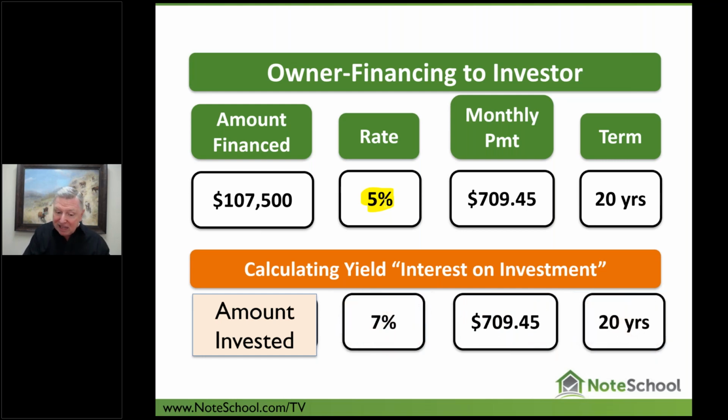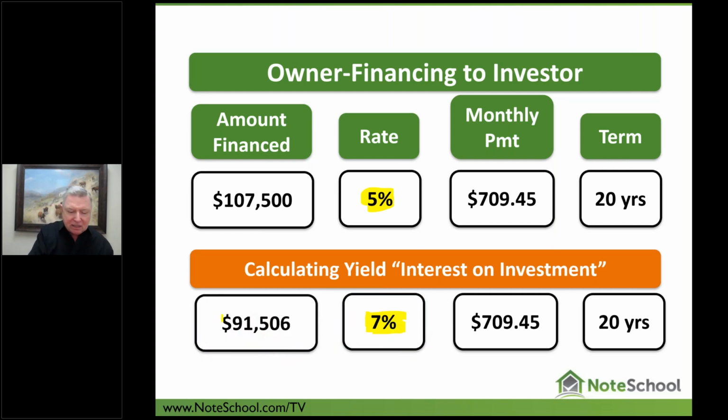I want that yield, I want 7% yield, and then what happens is I'm going to pay less than the full amount of the note. I'm going to buy the note at a what? I'm going to buy the note at a discount. So that discounted price for the note gives me a yield over 20 years of 7%.